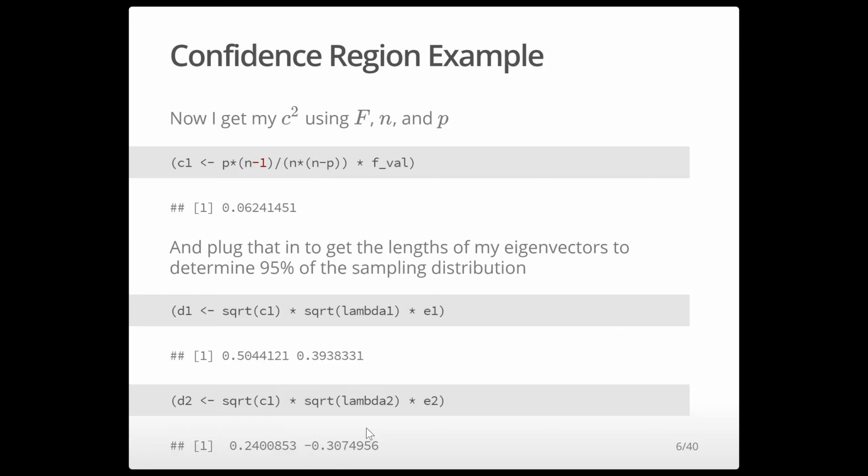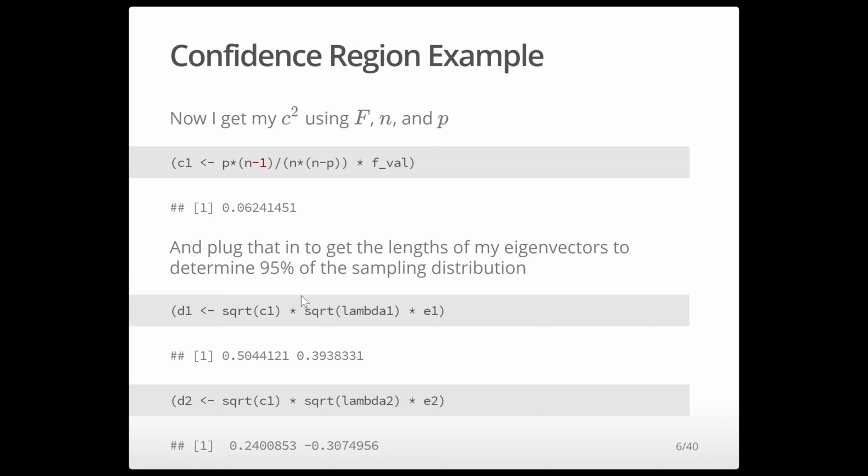So now I can get my constant distance, c squared, by using my f and p values. Here I'm going to multiply p times n minus 1 divided by n times n minus p, which is the formula that we saw before, by my f value. So that's really a t statistic. Now this is a t-squared statistic. That can be our constant distance. This is essentially what we're using as our c here, or our c squared.